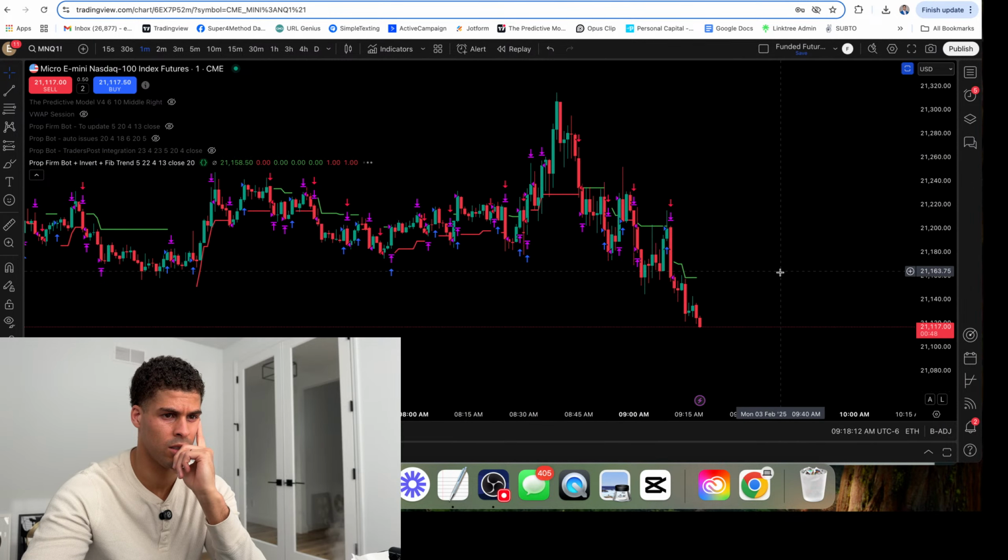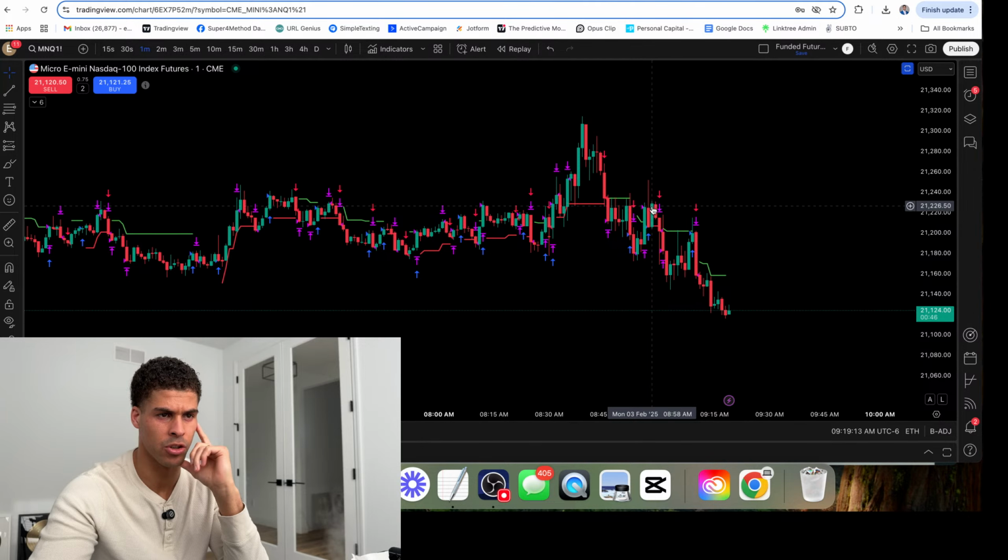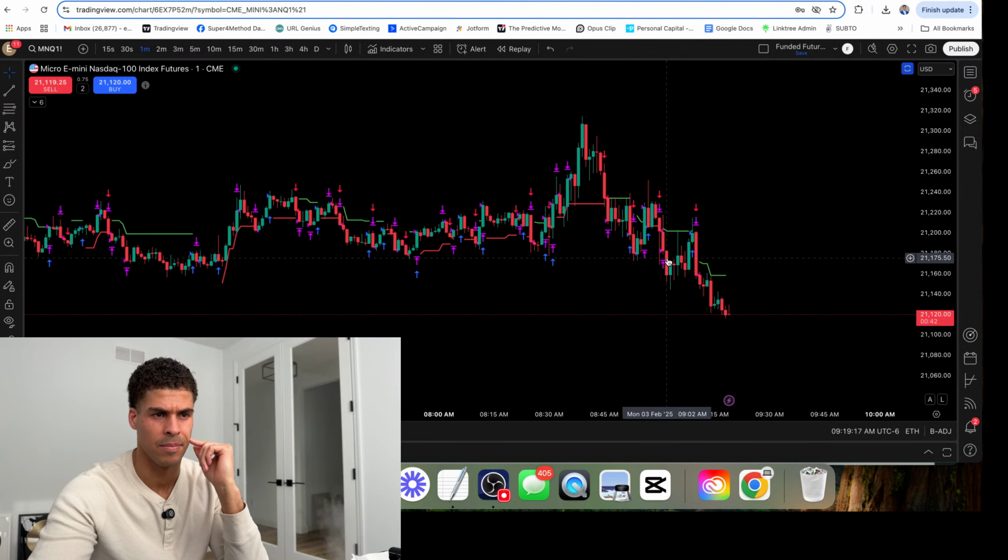So long here, good trade. Short here, really good trade. Short here, tough one. Long right here at the close of this. So really good trade right here. This next candle was awesome. That's almost 30 points. Short trade off this candle right here. Plenty of opportunity to take a profit. So that was a really good trade there.